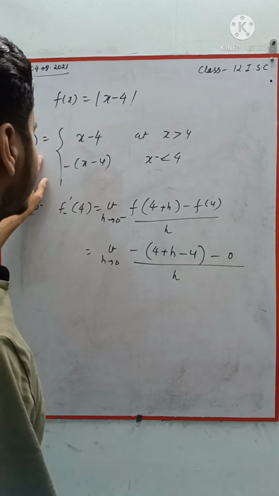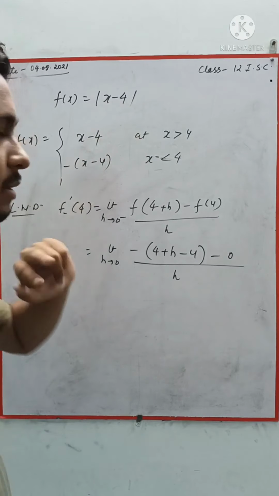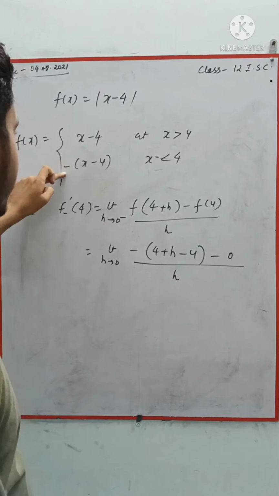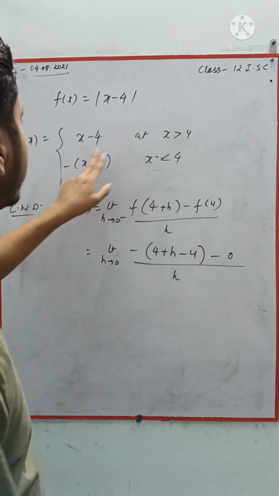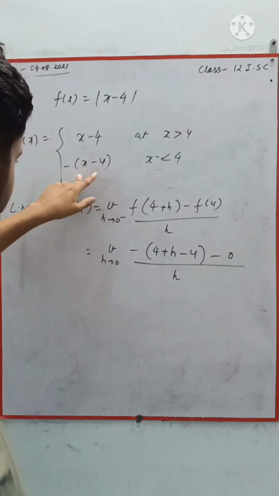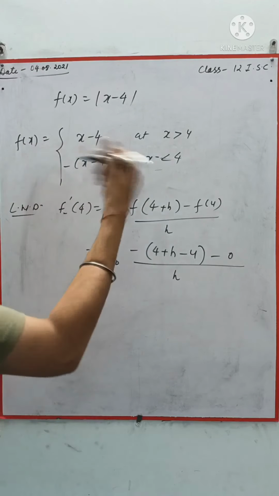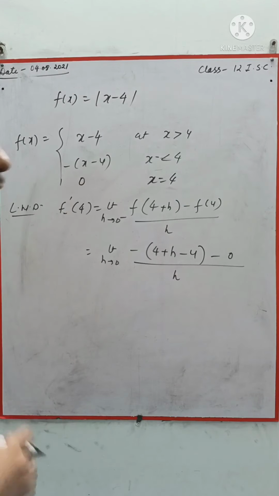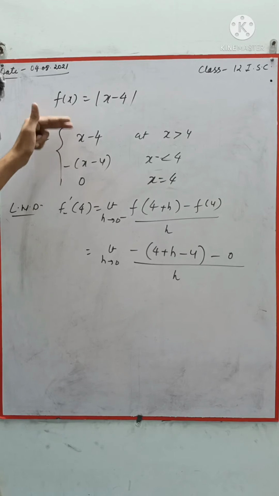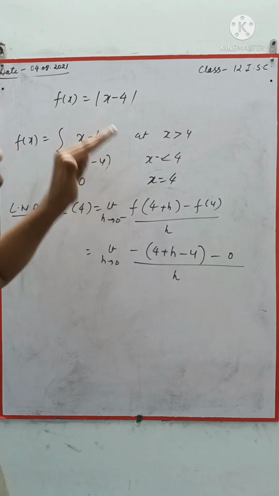We are given f(x) is modulus of x minus 4. As I told you, we have to take both cases, positive and negative. For positive, it will be at x greater than 4, and for negative, x less than 4. If you put x equal to 4, you will get 0 as the answer. So we need to check its continuity. For continuity, you have to check all three at the point: LHL, RHL. Just see what you are getting.